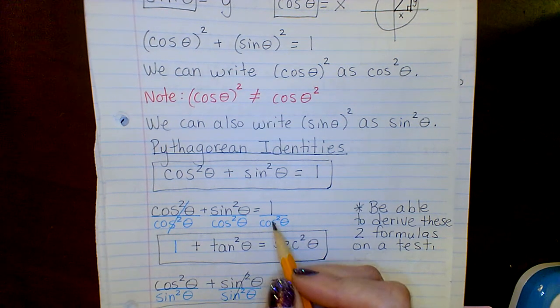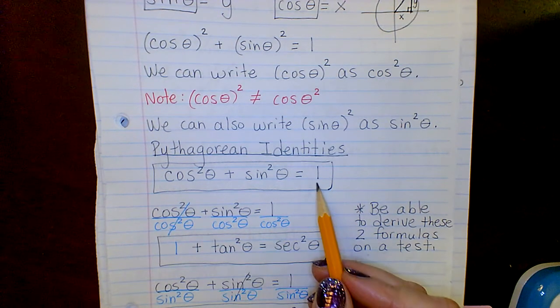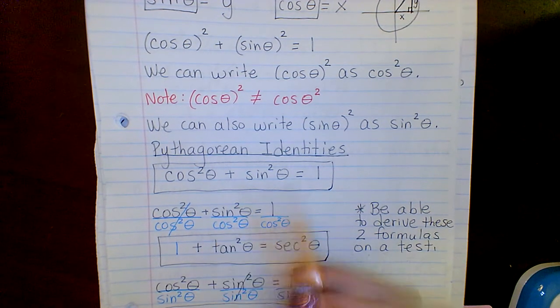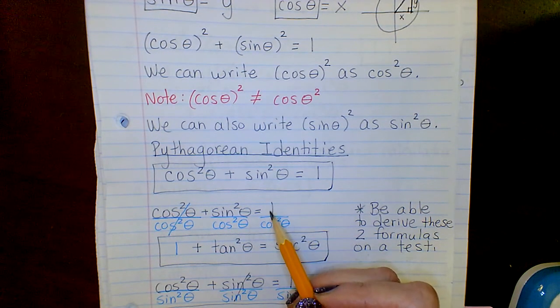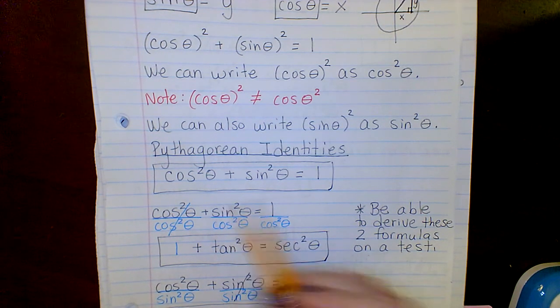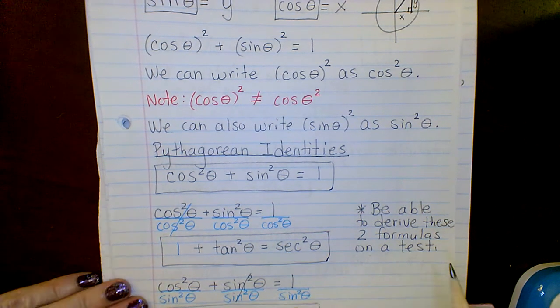Just for the record, I know I get kind of lazy sometimes, and I'll say things like cosine squared plus sine squared equals 1. I do know that there's a theta there. I'm just kind of lazy sometimes, and I don't always say cosine squared theta plus sine squared theta equals 1. So just know that if I don't say it, it is understood to be there, and it's just me being kind of lazy there.